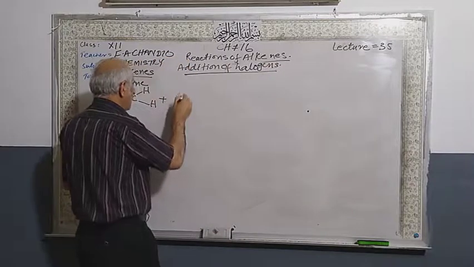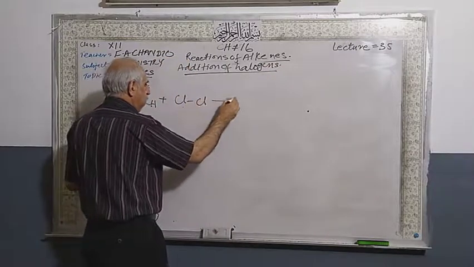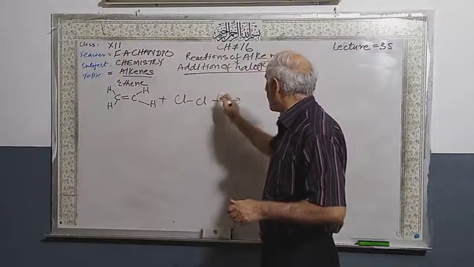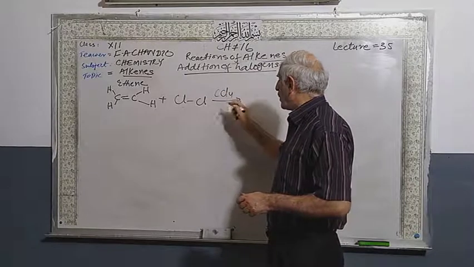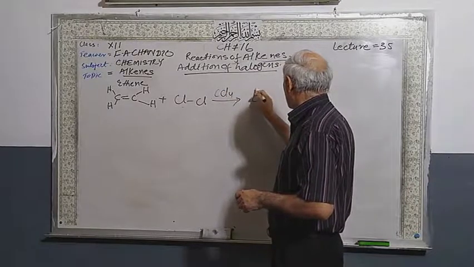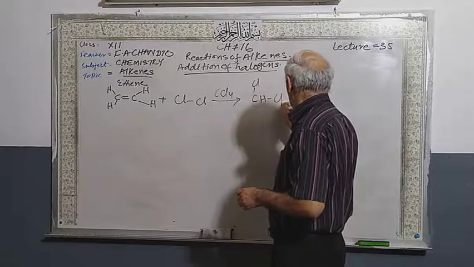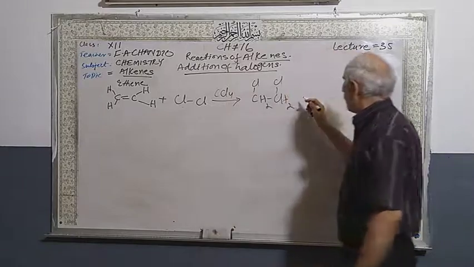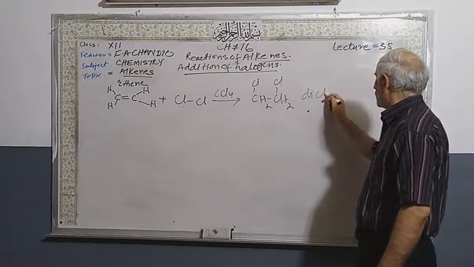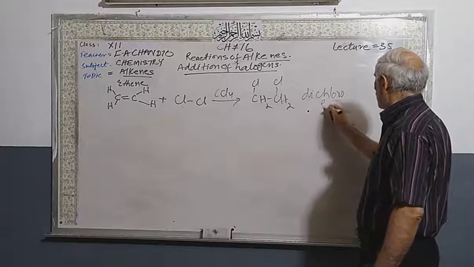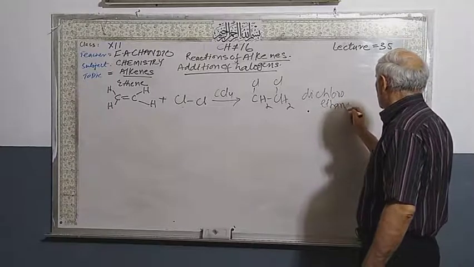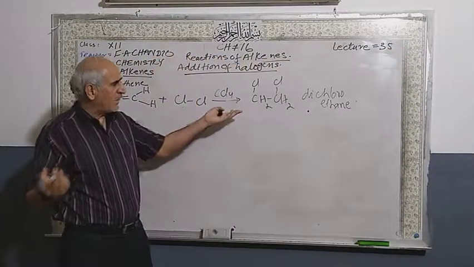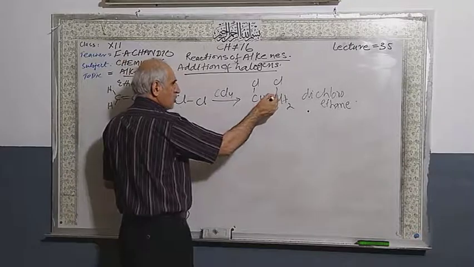Addition of halogens, same. So when a halogen is added in the presence of carbon tetrachloride solvent, you will get dichloroethane. We will do this in the next lectures, maybe in other topics also.